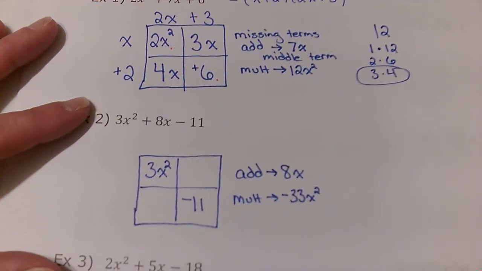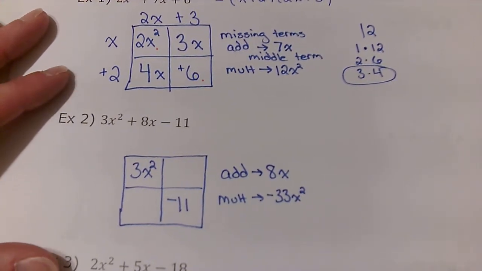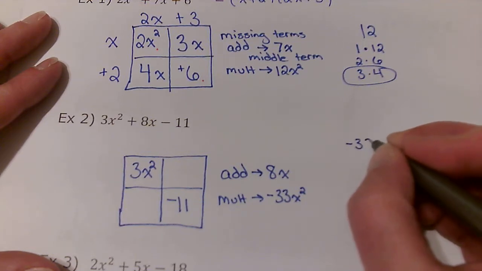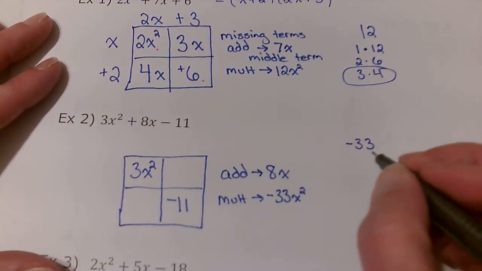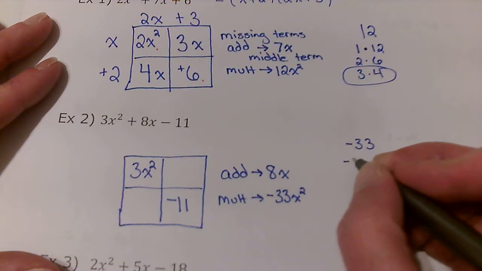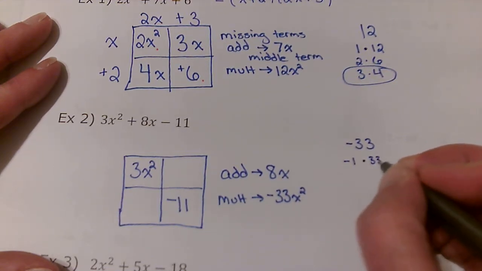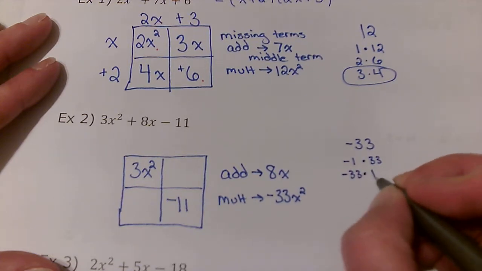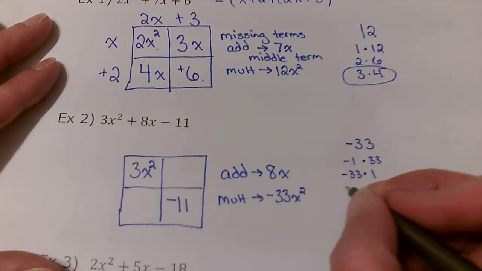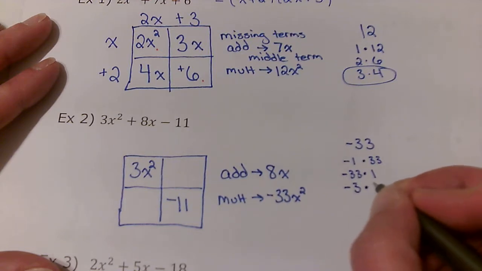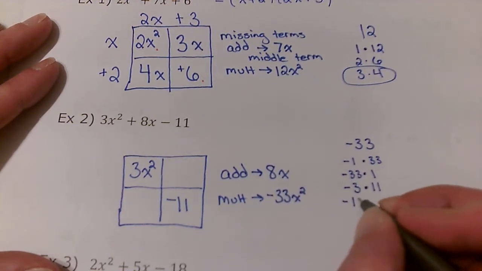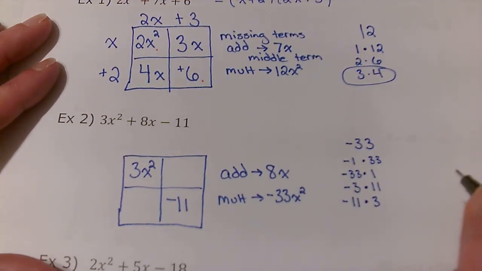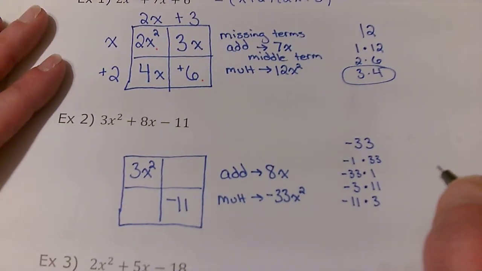Ooh. Negative 33. So that means one's positive, one's negative. Let's think about some things that multiply to be negative 33. Negative 1 and 33. That's not going to give me 8. Negative 33 and 1. Nope. How about negative 3 and 11? Negative 11 and 3. Which one of those options gives me 8?